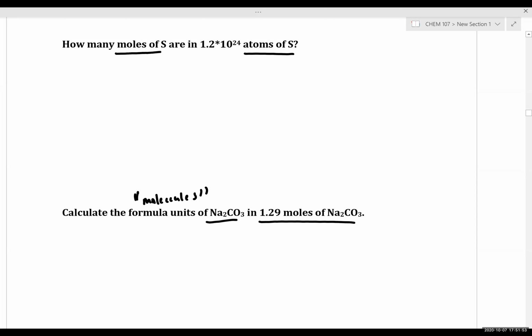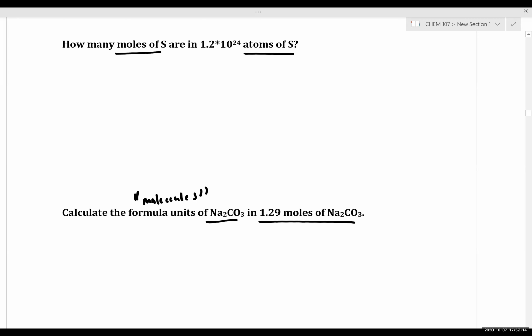So it's basically asking to calculate the molecules of sodium carbonate? Exactly. Okay, all right, thank you. So let's discuss these examples.